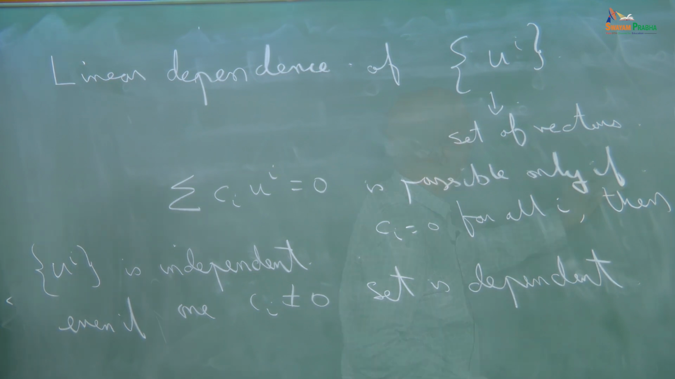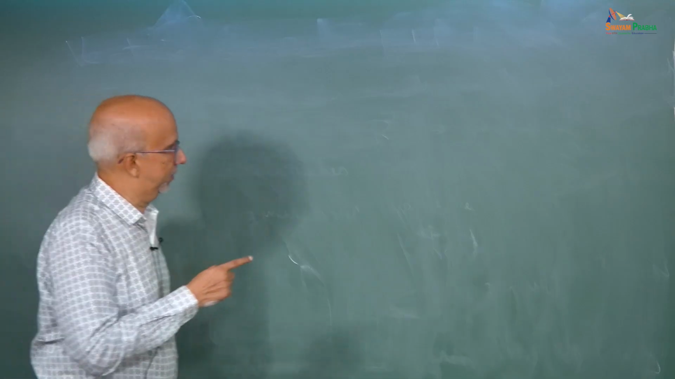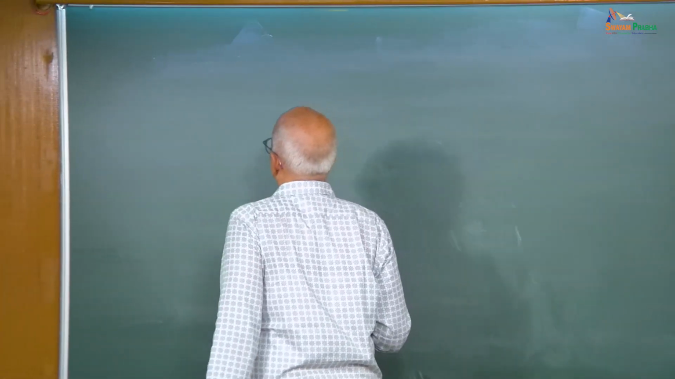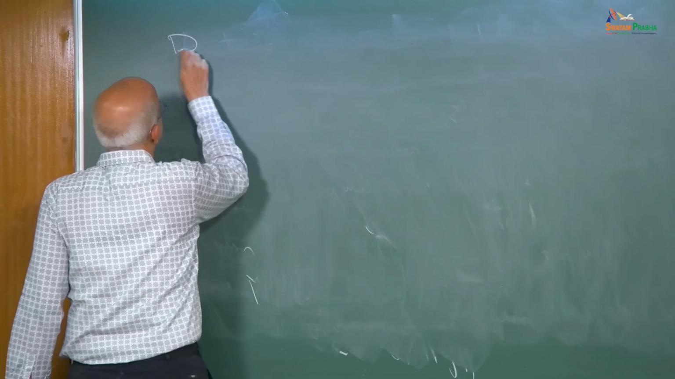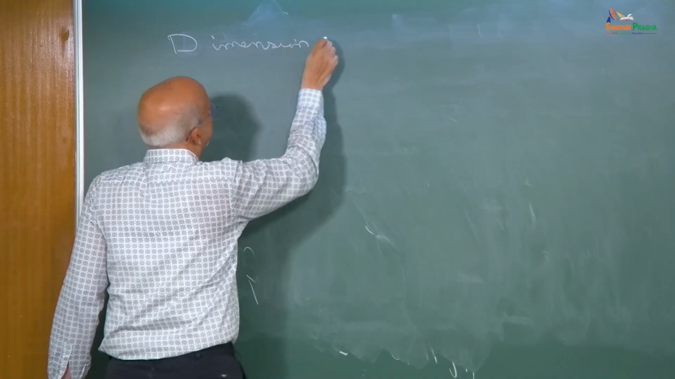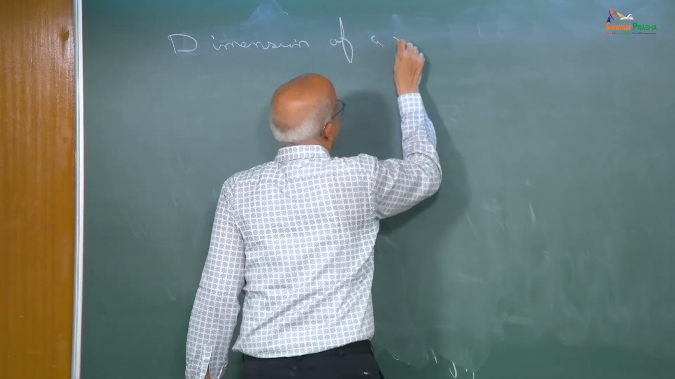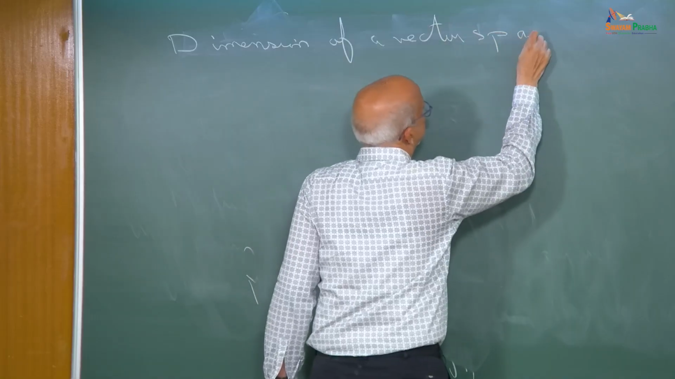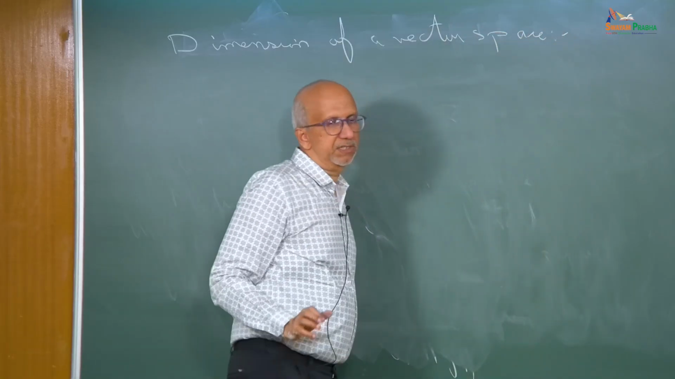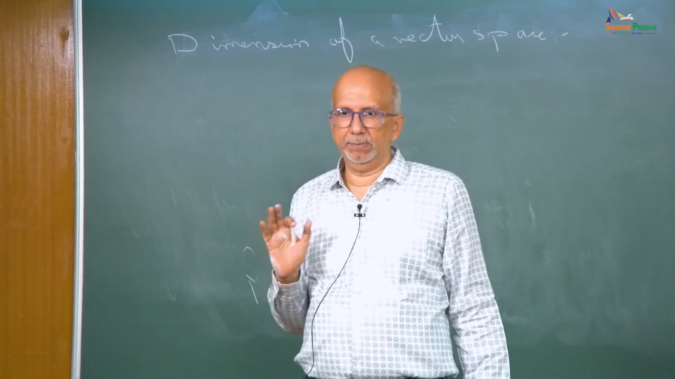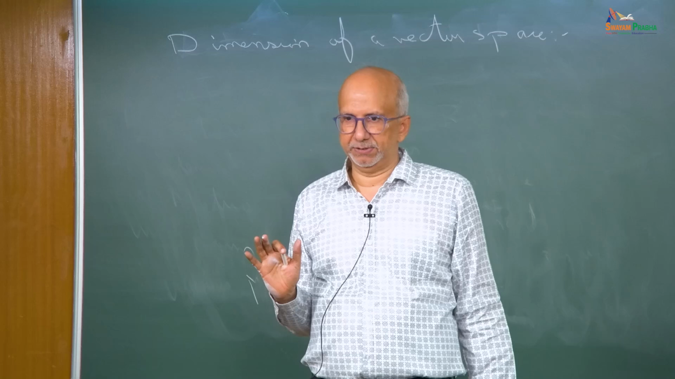And after this concept, we spoke about the dimension of a vector space. This is nothing but the maximum number of linearly independent vectors that you can have in that space, okay.